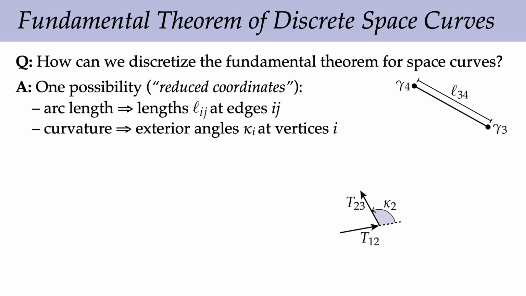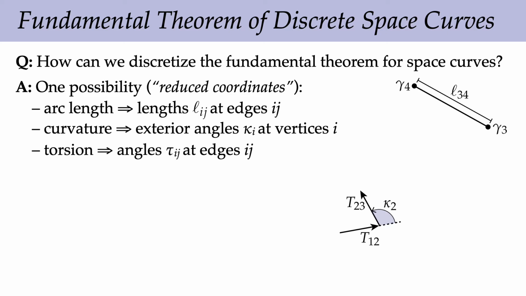The curvatures, which, as in the plane, are just the exterior angles at vertices, right? So two consecutive edges on a curve, even in three-dimensional space, will still sit in a plane. Right? Two edges always sit in a plane. And so in that plane, I can still measure this exterior angle kappa. Okay. Most interesting is, what is the torsion?